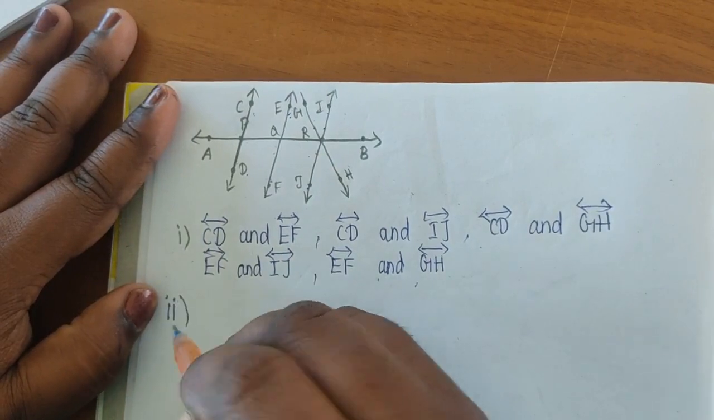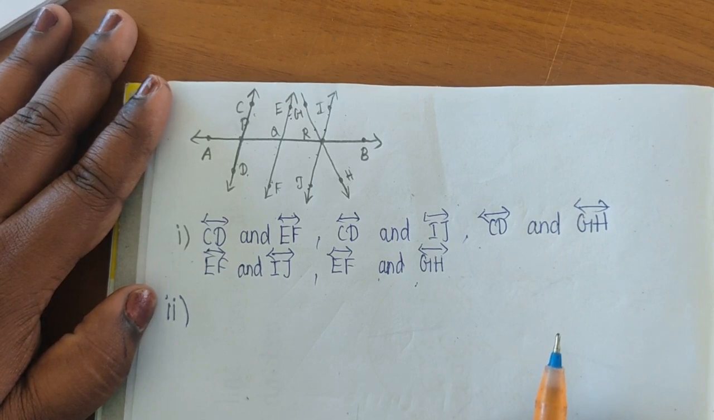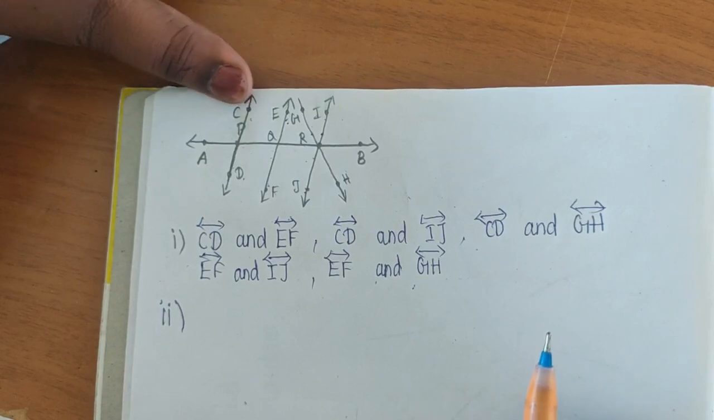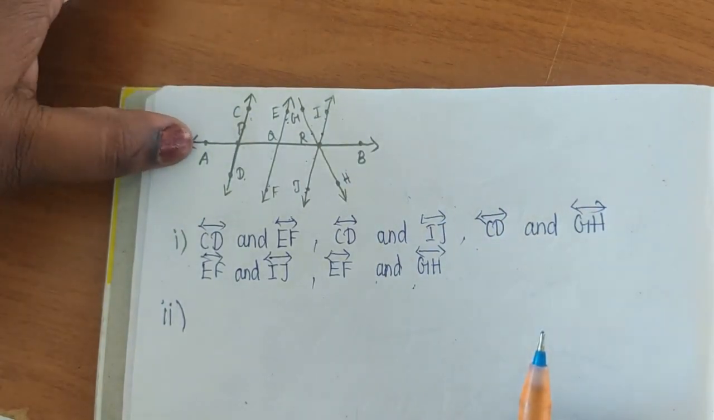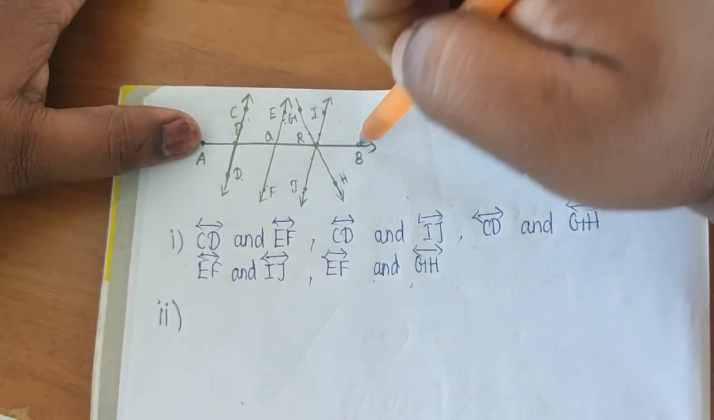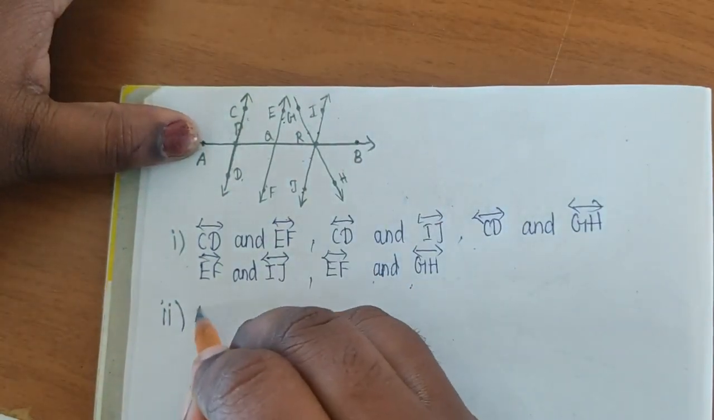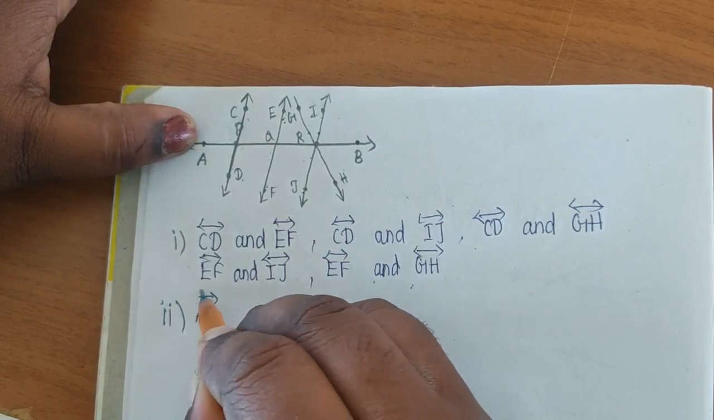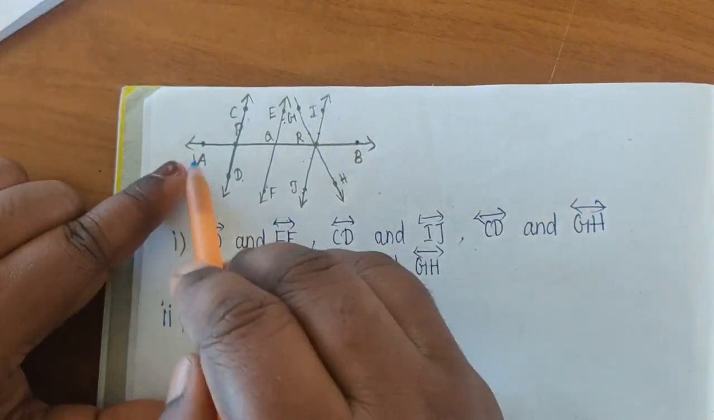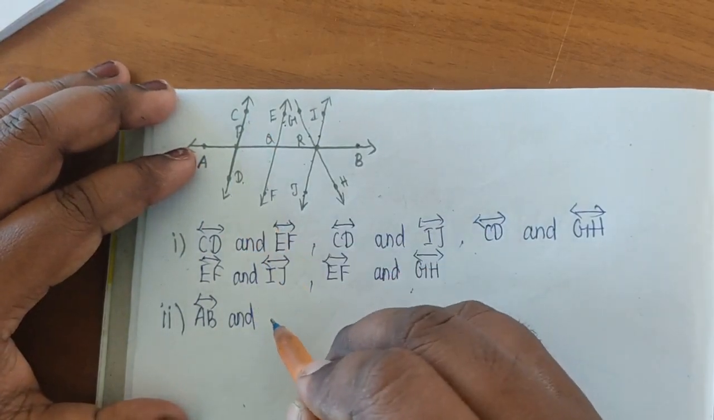is intersecting lines. What are intersecting lines? Intersecting lines are lines that intersect another line. Okay, first one is line AB intersected by CD. This line intersects CD. So AB and CD.